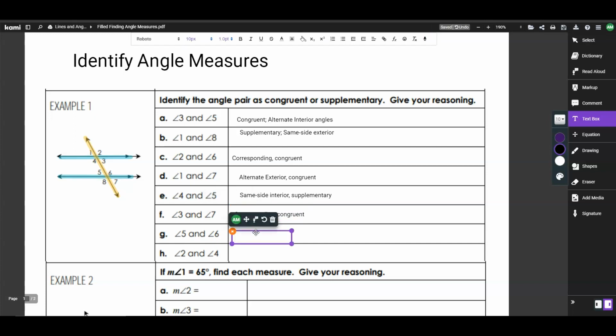Up next is 5 and 6. They are on opposite sides of the transversal, however, they share the transversal as a side, and they are a linear pair, which means they are supplementary, because a linear pair is always supplementary. Okay. Angle 2 and angle 4, right here, they're across the intersection from each other, which makes them vertical angles, and so therefore they are congruent.